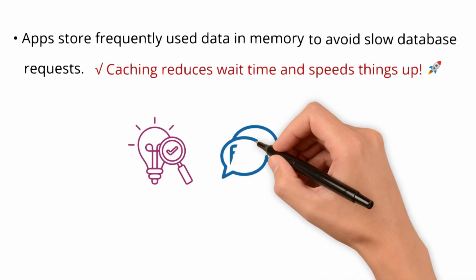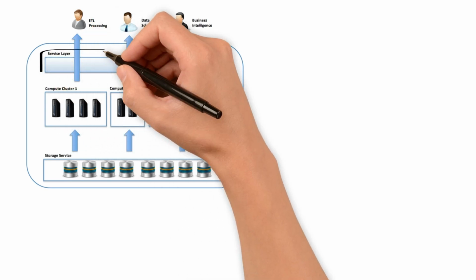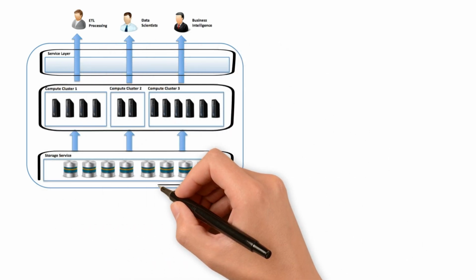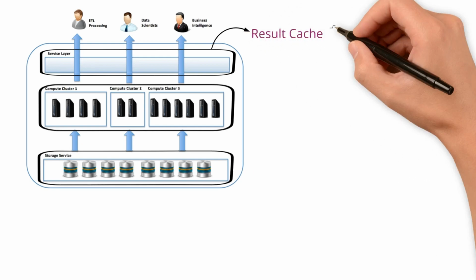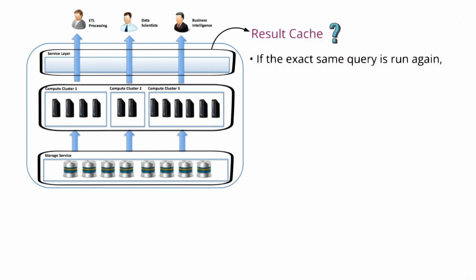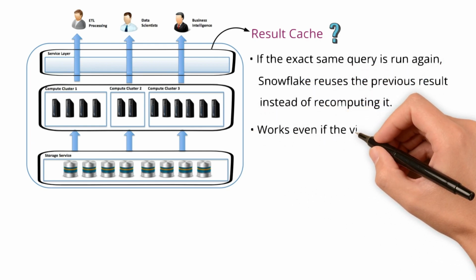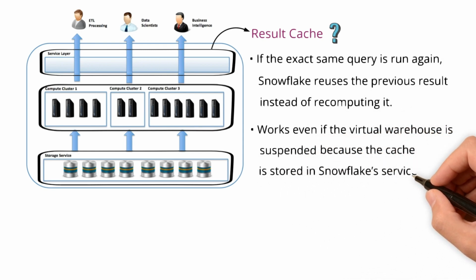As we discuss this concept in Snowflake, it's important to recall its architecture since caching occurs at different layers within it. Overall, Snowflake architecture consists of three layers: service layer, compute layer, and storage layer. At the service layer, Snowflake maintains a result cache. What is result cache? If the exact same query is run again, Snowflake reuses the previous result instead of recomputing it.